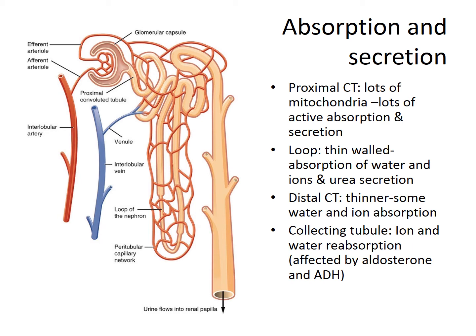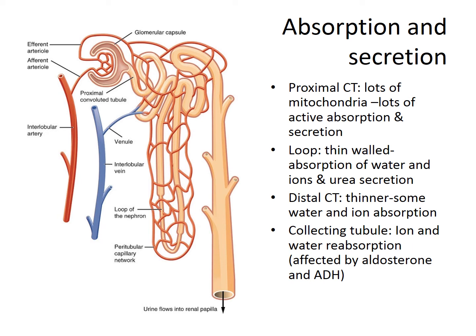Then we get to the distal convoluted tubule. It's thinner, but it's got some important functions. It's absorbing water, it's absorbing ions, and so on. And the concentration of the filtrate is getting higher and higher. And then finally we get to the collecting tubules, which absorb a little bit of water and some ions and so on. And they can be affected by a couple of hormones, aldosterone from the adrenals and antidiuretic hormone from the posterior pituitary. And so all along the route here, we've got mechanisms for regulating absorption and secretion into this tubule.